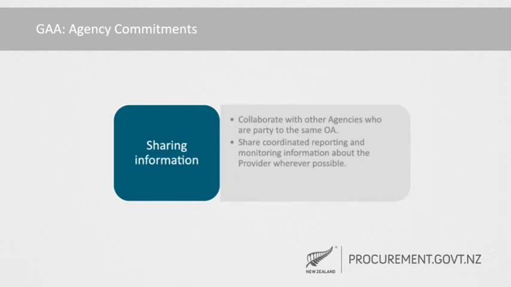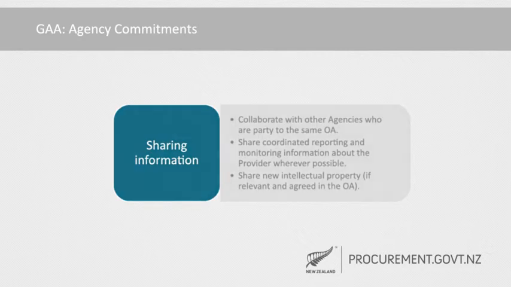requests. If any new intellectual property is created as a result of performing the services, then agencies should consider whether the new IP is worth sharing outside the parties to the outcome agreement, and if so, discuss it with the provider and document it in the outcome agreement.